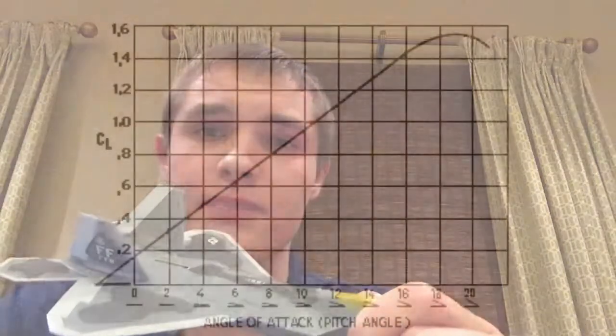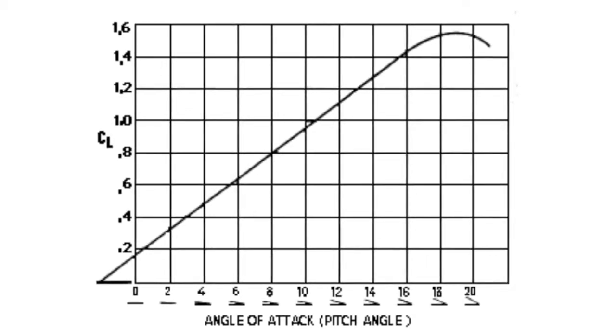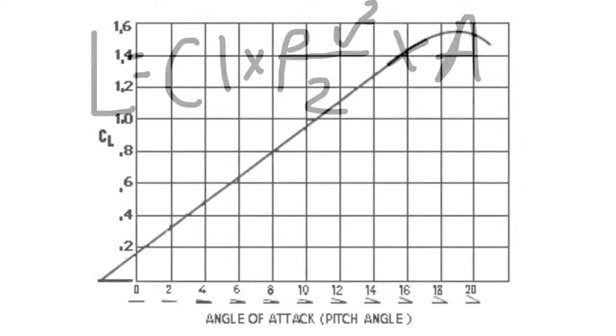So, here's a model F-22 that belongs to my little brother. It weighs about 0.2 pounds, so let's see how fast it would have to go to get off the ground and stay off the ground. Utilizing this graph, and let's say our angle of attack is 8 degrees, we can see that our coefficient of lift will be 0.8.